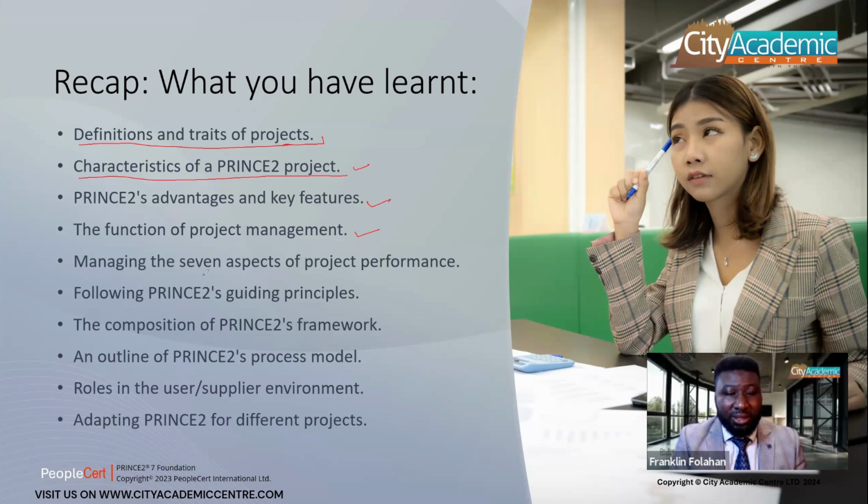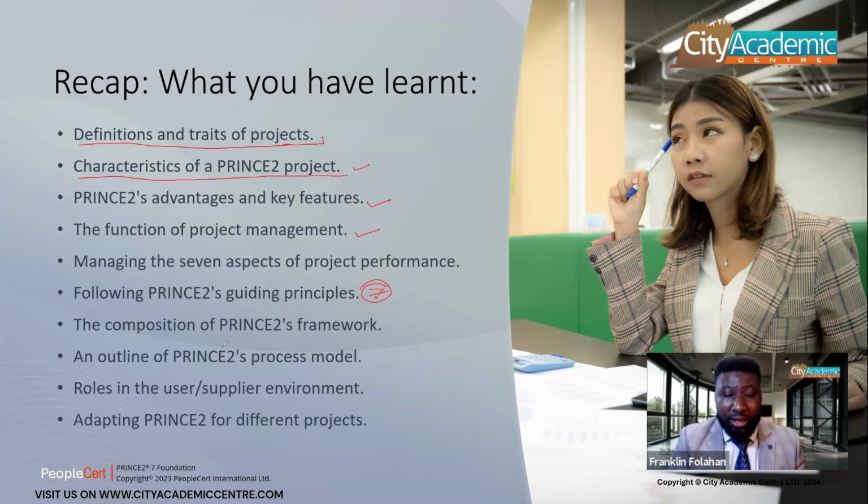You should have a good understanding of the 7 aspects of project performance. Again, let me remind you, these are just tolerances, things like time, cost, quality, benefits, sustainability, risk, and scope. You should understand the PRINCE2 guiding principles. There are 7 of them, things like learn from experience, manage by stages, manage by exceptions, defined roles, responsibilities, and relationships, focus on products. So you should have a good understanding of that.